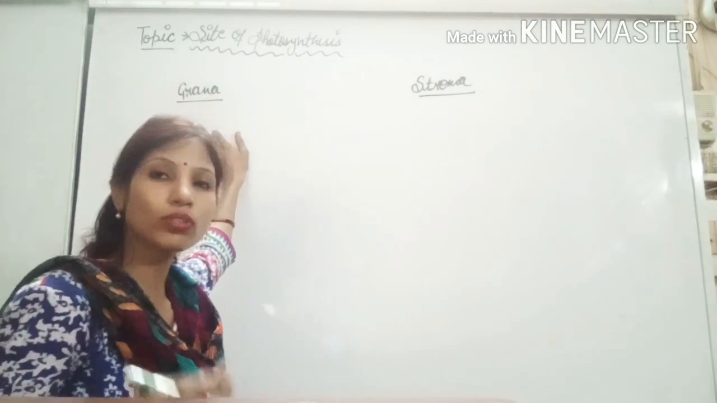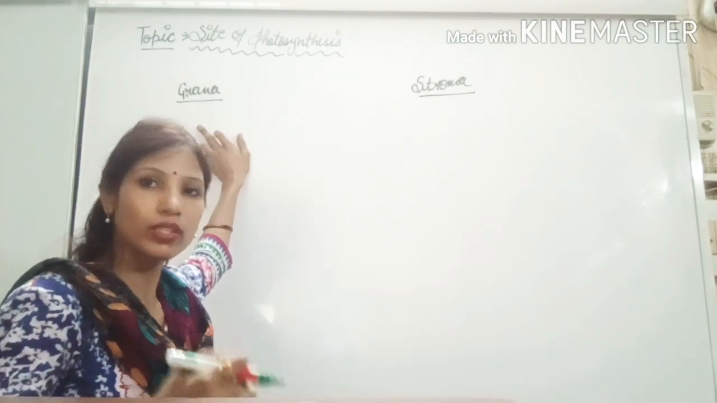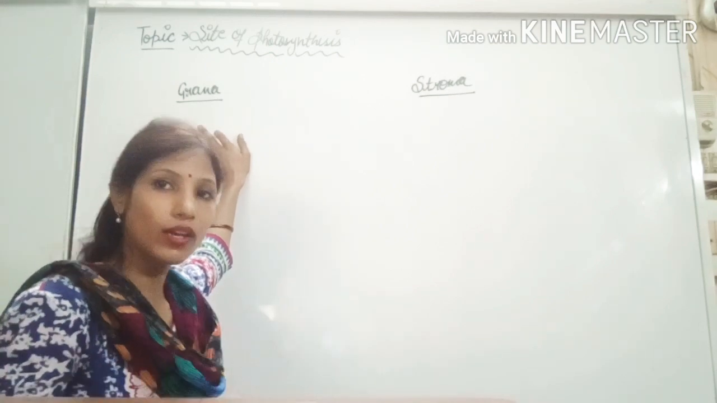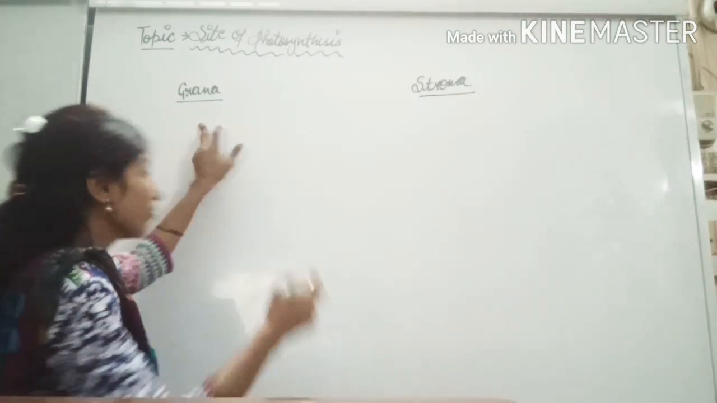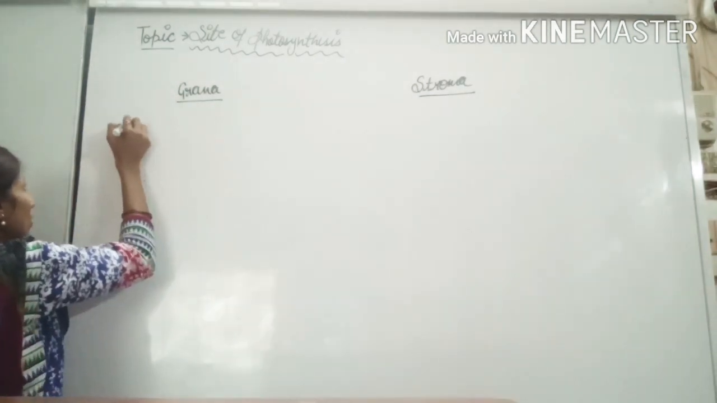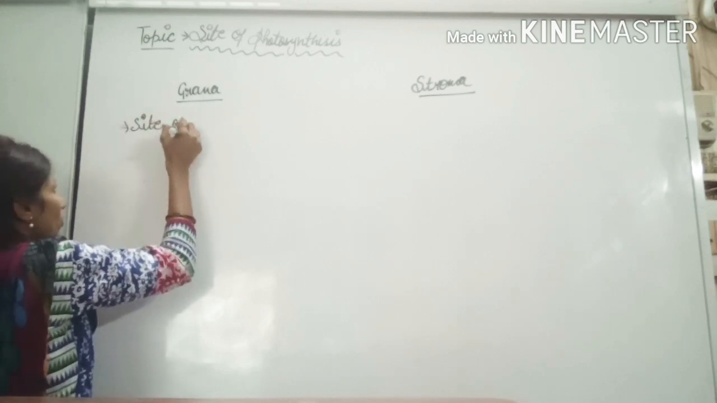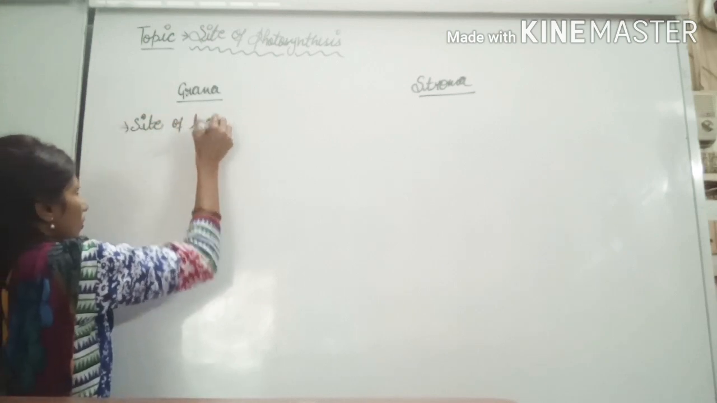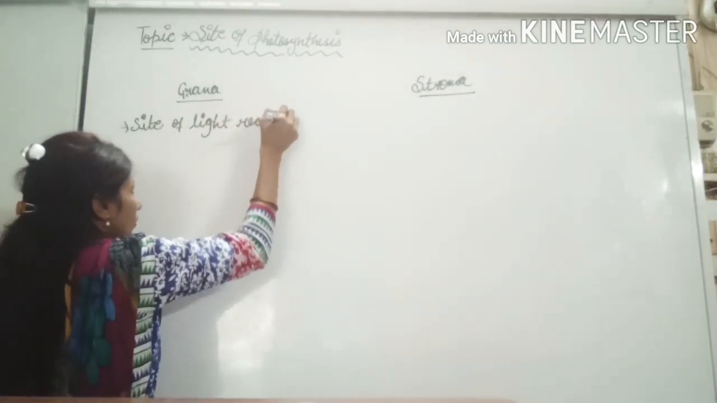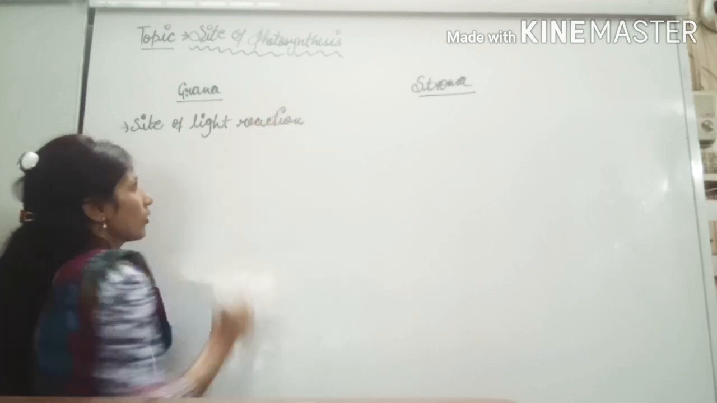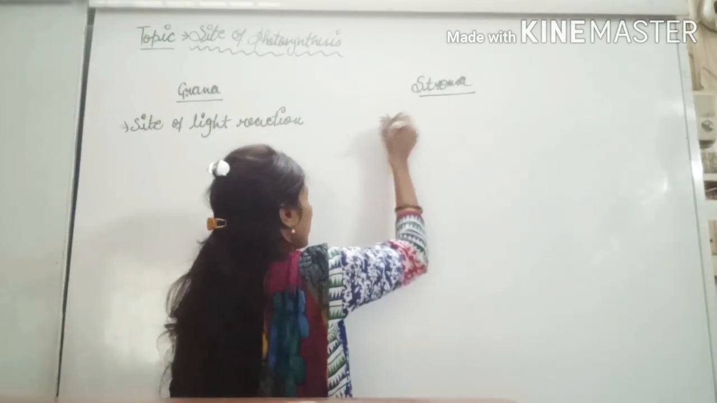As we know, the photosynthesis process is completed in two steps: the light reaction and the dark reaction, right? So the grana is the site of light reaction. And the stroma is the site of dark reaction.